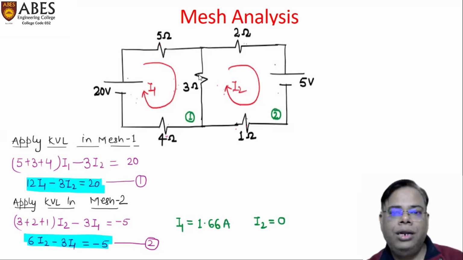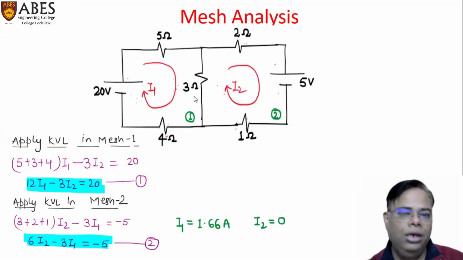If we talk about the current in the 3 ohm resistance, it would be the algebraic sum of I1 and I2. The value of current in the 3 ohm resistance is I1 minus I2, or you can say I2 minus I1. If we are considering the direction of current in the 3 ohm from upward to downward, then it would be written I1 minus I2. And if we are assuming the direction of current in the 3 ohm resistance in upward direction, then it would be written I2 minus I1. The final current of this 3 ohm resistance, taking upward to downward direction, is I1 minus I2, which means 1.66 minus 0, equal to 1.66 ampere.